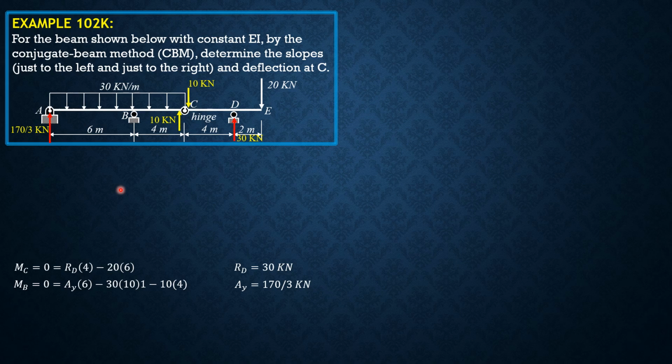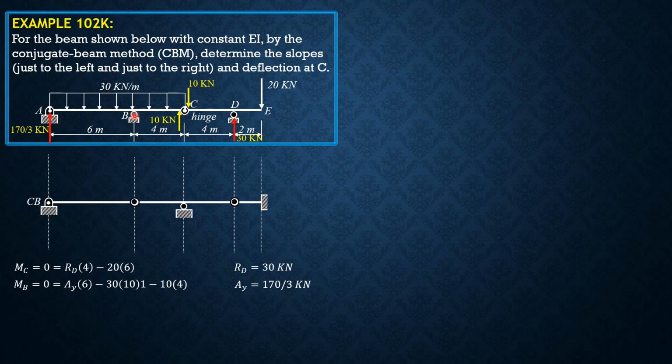So let's prepare the conjugate beam. The pin remains pin, the interior roller becomes interior hinge. The interior hinge becomes, it may be pin or roller, but I selected roller, it's the same, as long as the shear just to the left and just to the right are not the same, and the moment left and right are equal. Then the free end becomes fixed. So that's the conjugate beam.